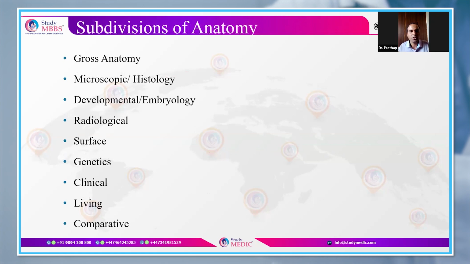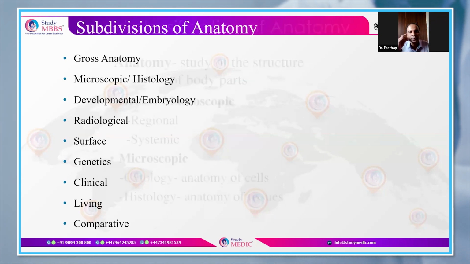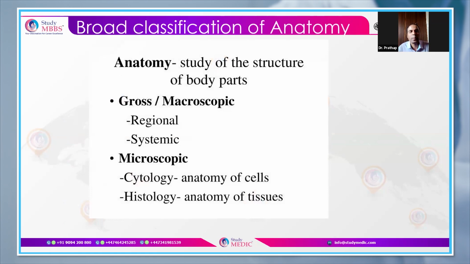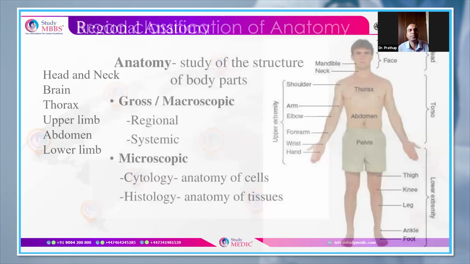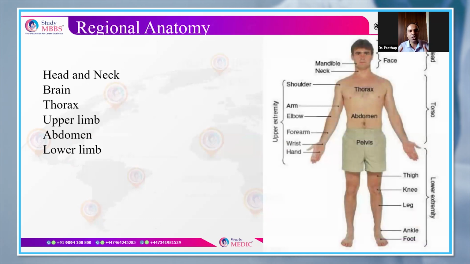There are various subdivisions of anatomy: gross anatomy, microscopic anatomy, developmental anatomy or embryology, radiological anatomy, surface anatomy, genetics, clinical, and living anatomy. Basically, gross anatomy is studying the macroscopic level, and the reverse is microscopic anatomy, in which if you study the tissues, it's called histology. If you study a cell, it's called cytology. So anatomy is basically the study of structures.